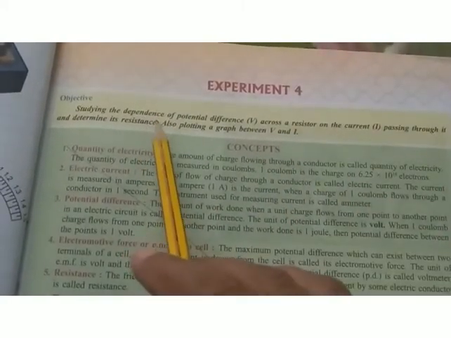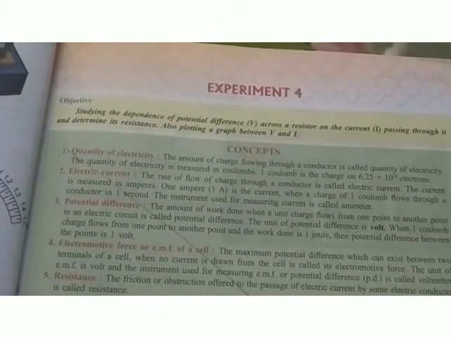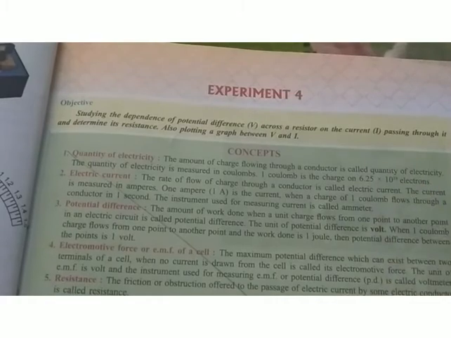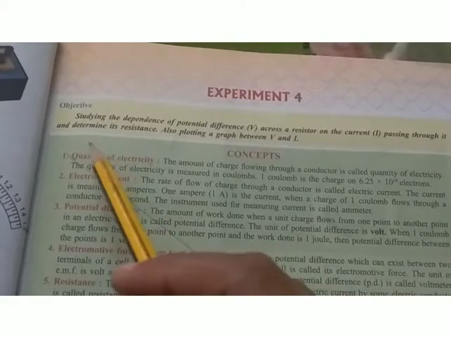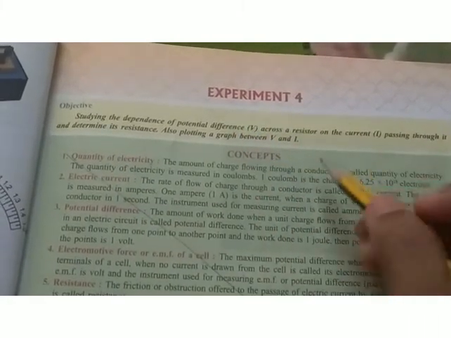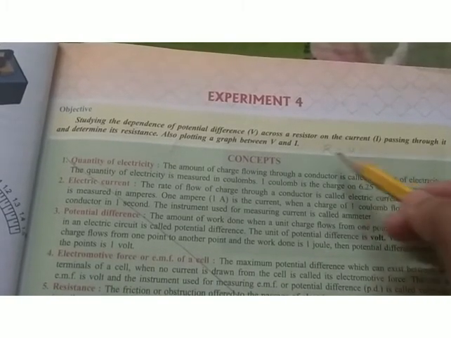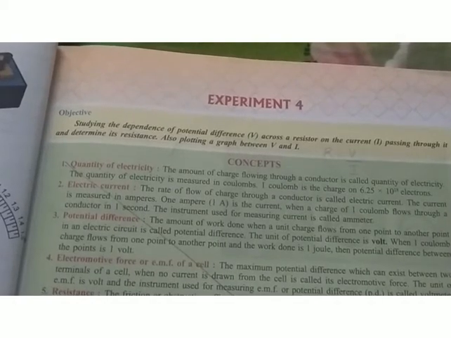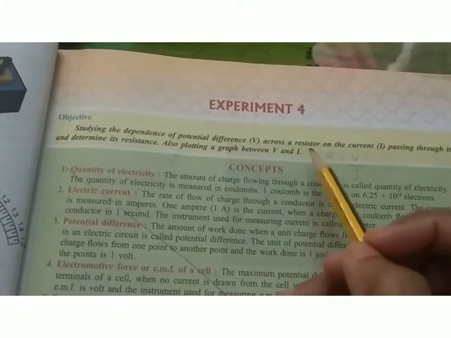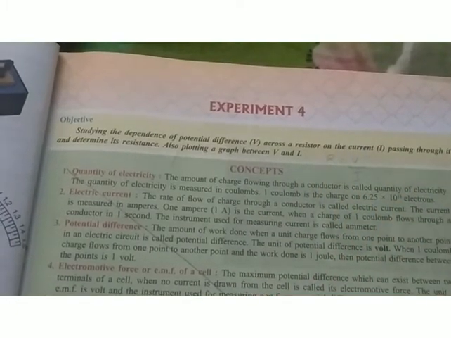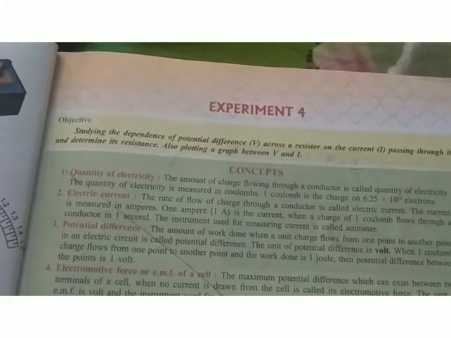So you must find out the dependence of potential difference on current. That means on changing the potential difference, what happens to the current? Does the current change or not? And also determine the resistance. You have already studied the equation to find out resistance. What is that? R is equal to V by I. So from the experiment you will get the values of V and I. By dividing V by I, you can easily obtain the value of resistance R. Okay. Then also you must plot a graph between V and I. You need to plot the VI graph, and from the VI graph also you need to find out the resistance.